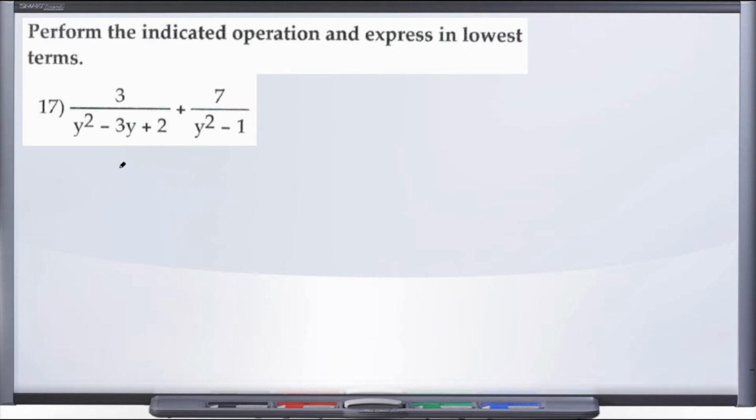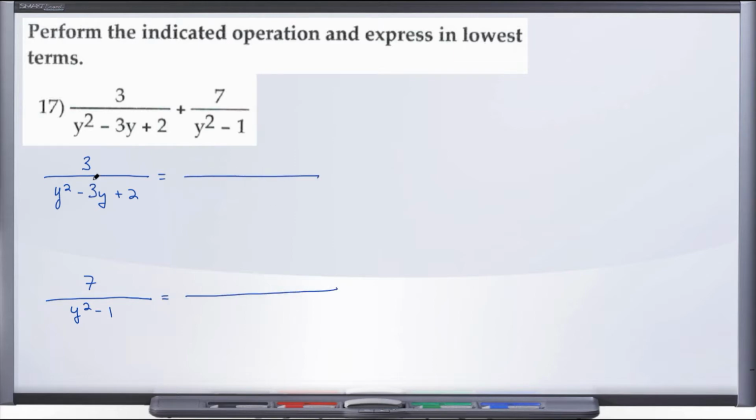With expressions, I like to stack my two fractions, or if there were three, I would stack the three, and that helps me to keep my information organized while I'm trying to build that common denominator. So I'm going to go ahead and rewrite each of these terms here. So we have 3 over y squared minus 3y plus 2, and we have plus 7, so that's just a 7 over y squared minus 1. Alright, and we know that we're trying to build a common denominator.